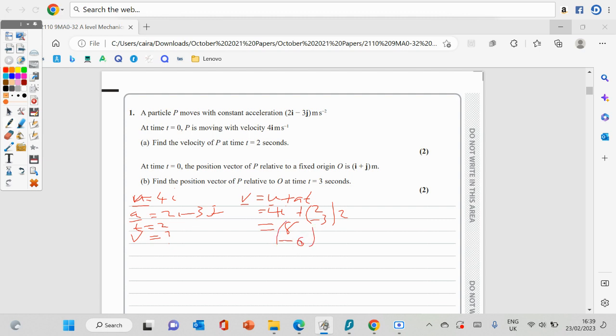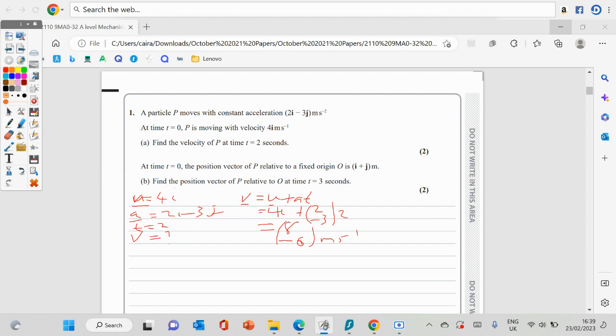If you want to write it back in i and j, that's also fine. Because the question is given in i and j, you might want to write it in i and j just in case you lose a mark. But I don't think they're going to dock you a mark for writing in a different form. But you should also, just because we're getting a good habit, write meters per second at the end of our work.